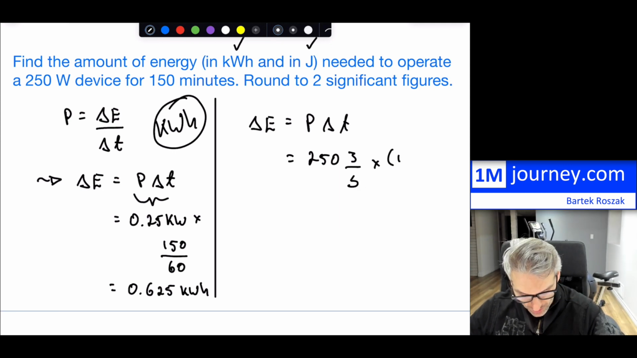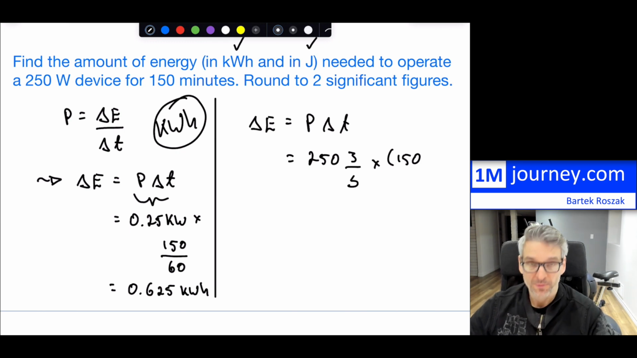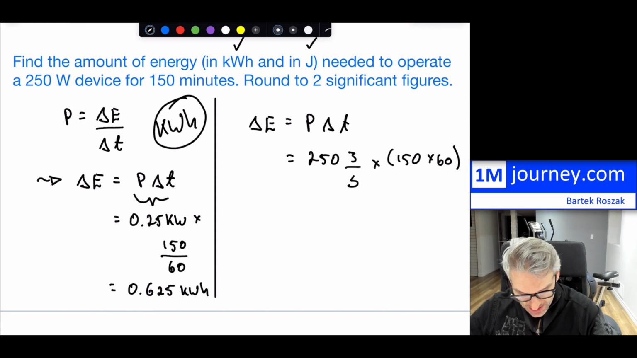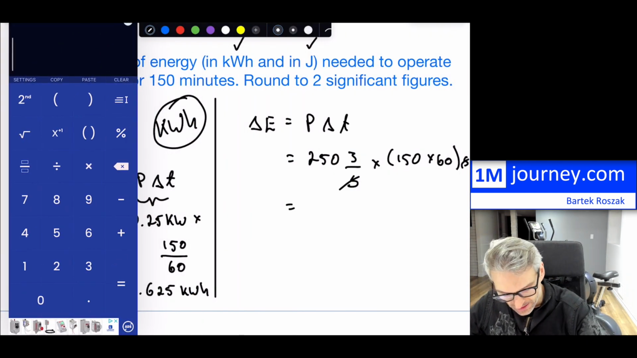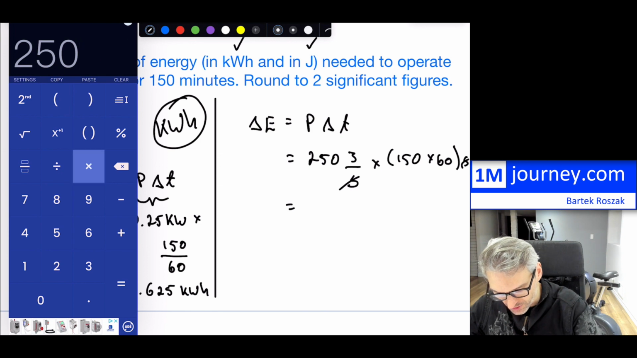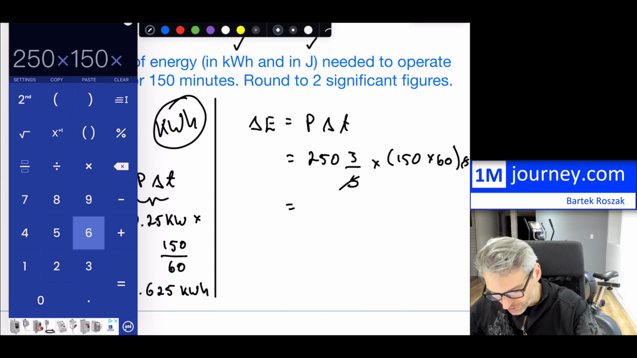So that would have been 150 minutes. And 150 minutes changed to seconds is just times 60 seconds, right? Because there's 60 seconds per each minute, so the minutes will cancel. So this is going to be times 60. And therefore this is going to be seconds. So that will get rid of the seconds. And you'll have exactly what you want, which is going to be 250 multiplied by 150 multiplied by 60.